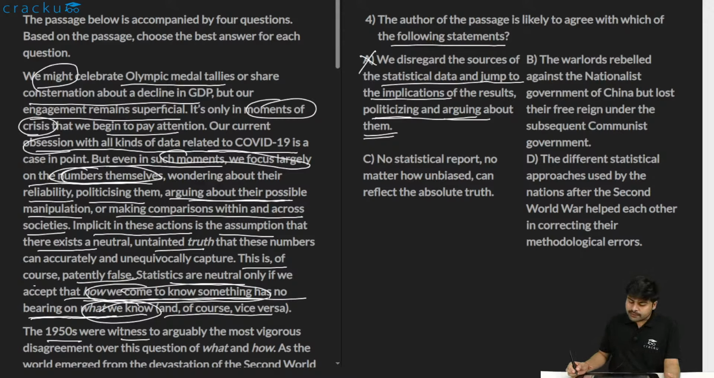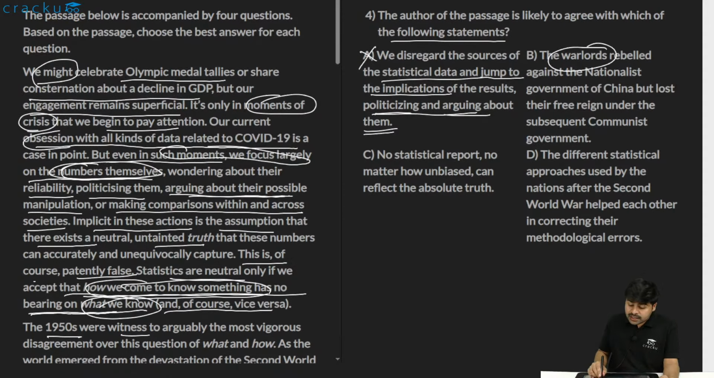B says, the warlords rebelled against the nationalist government of China but lost their free reign under the subsequent communist government. No, there were warlords under the nationalist government, and there were rebellions happening under the nationalist government. But we can't really say that these warlords rebelled against the nationalist government. This is not something that has been mentioned in the passage.